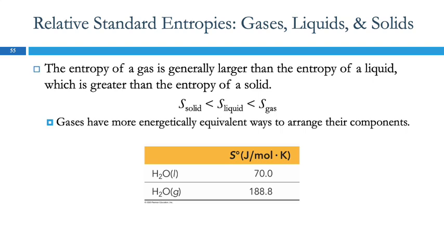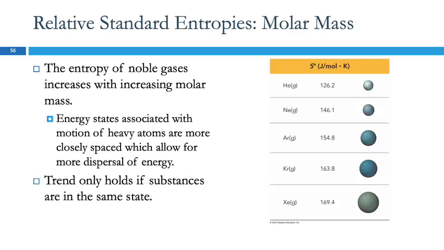So the state. The entropy of a gas is larger than the entropy of a liquid, which is larger than the entropy of a solid. Because gases have more energetically equivalent ways to arrange their components. They have more places to put the energy. So we can compare liquid water and water in the gas state at 25 degrees Celsius, and we see that the entropy for the liquid water is lower than for the gas. The gas is higher.